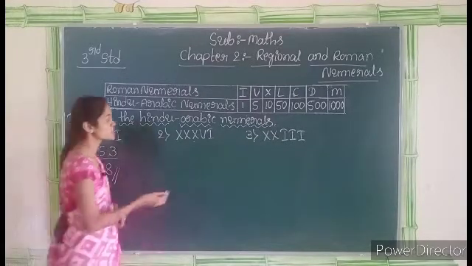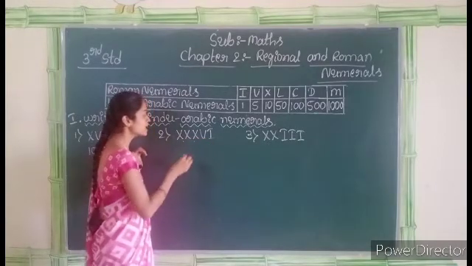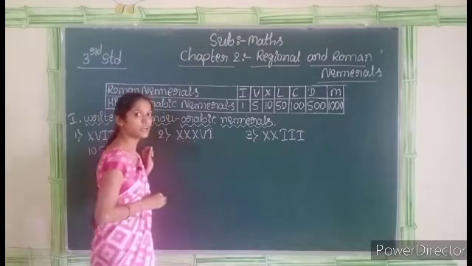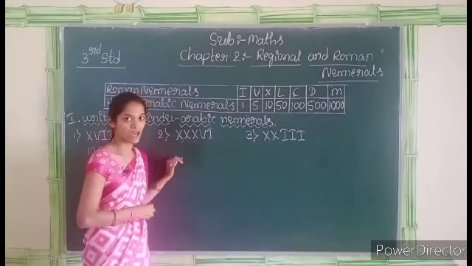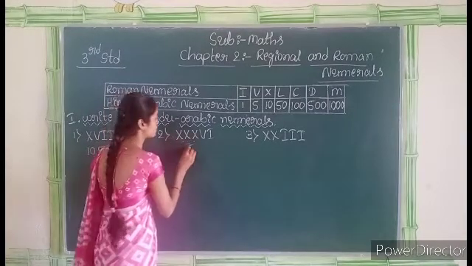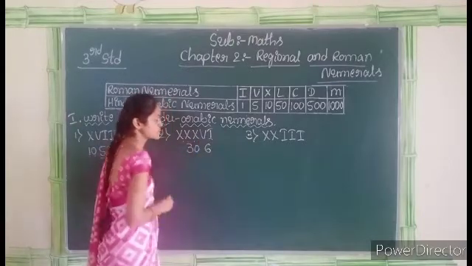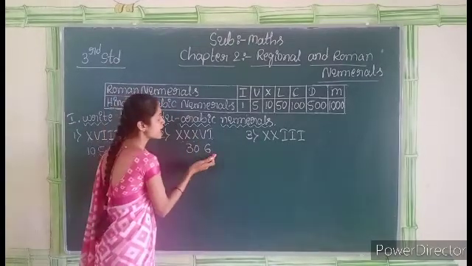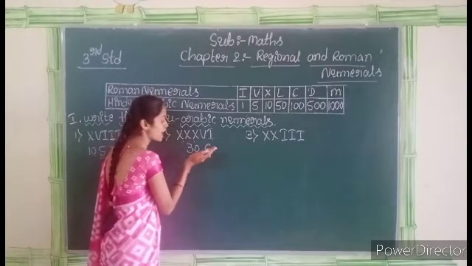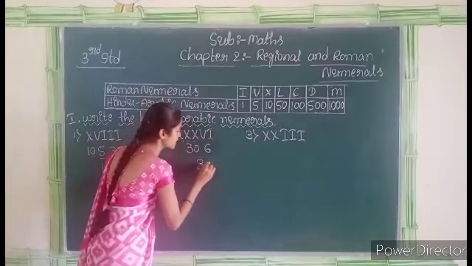In this question, XXXVI. In Roman numerals, when the symbols are successively repeated, we have to add those values. This triple X becomes 30. Then V and I represent 6. This 6 has a smaller value compared to this 30. At this time, we have to add 30 and 6, that is 36.